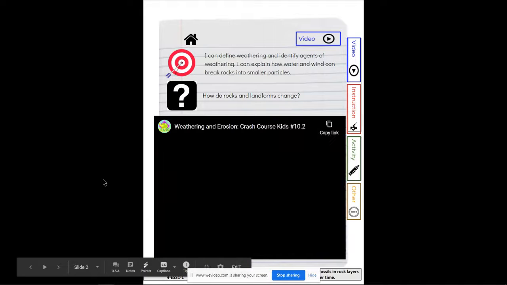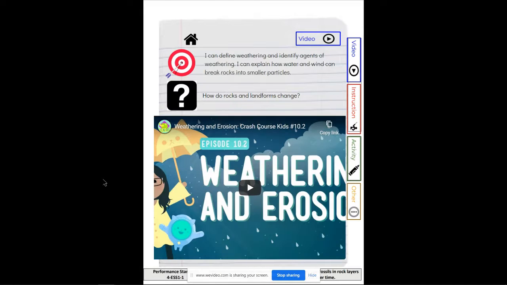All of this is so you can say you can define weathering and you can identify the agents or the causes of weathering. So you can explain how water and wind can break rocks into smaller particles.